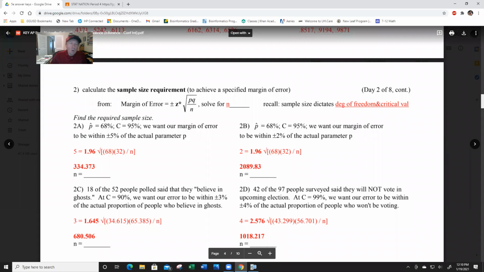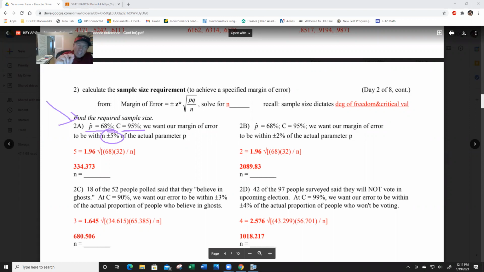Okay, so let's go over 2A here. If the sample comes in at 68% of some situation, and you want to be 95% confident, and you want to be within 5%, you want the margin of error to be 5%, then the question is, how many samples? You can see the work done there for you. Okay, let's go through this.